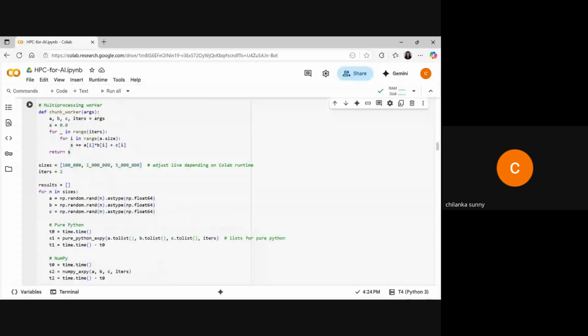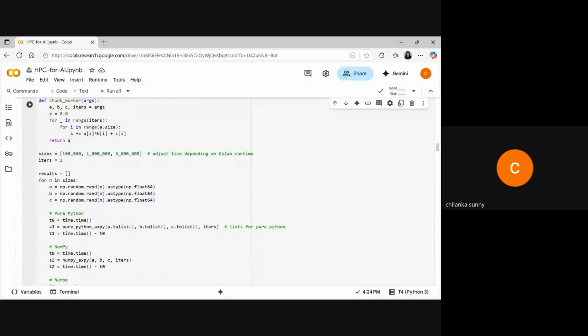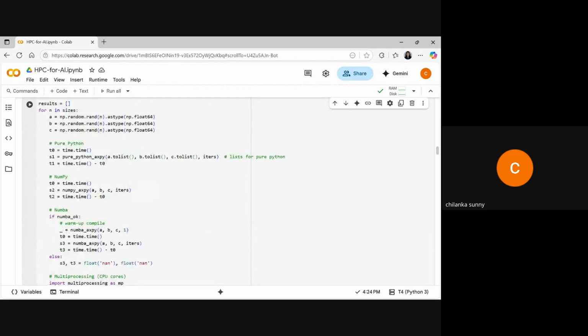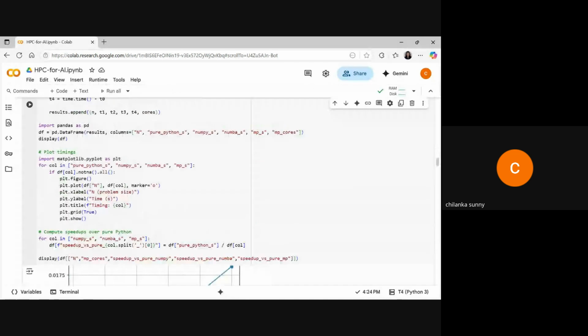I am increasing the data size and showing how each of these programming models can help us as the size increases. We started with 100,000, 1 million, and 5 million. So we are plotting the runtime.